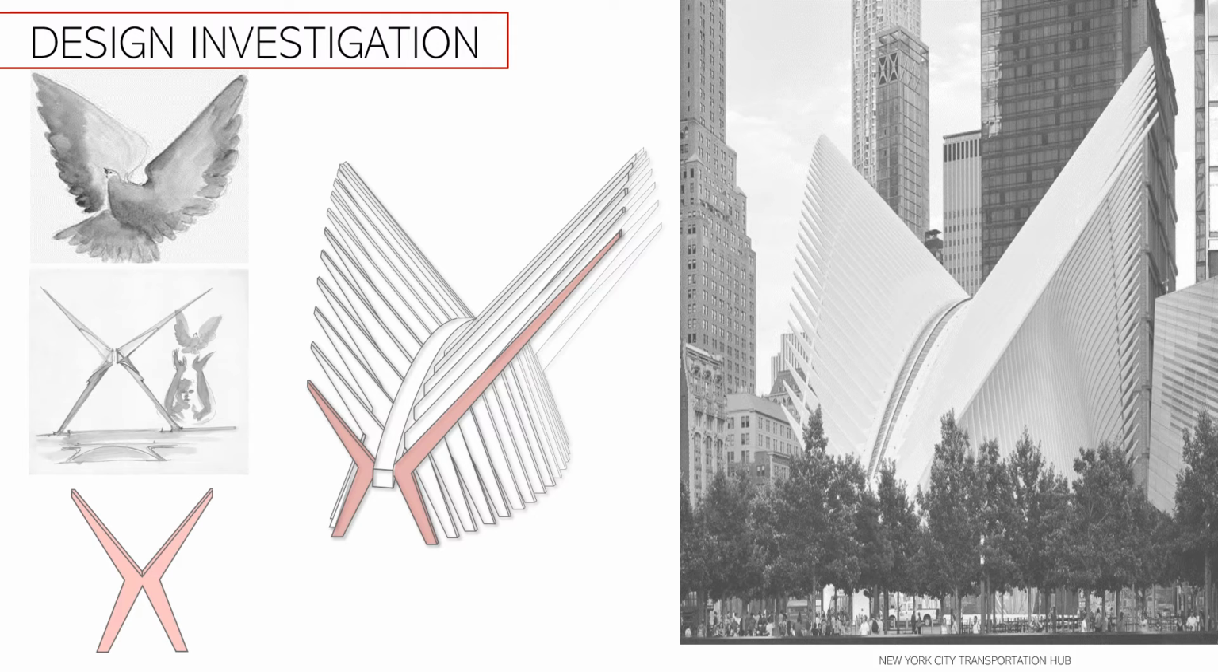We can see that he begins with a watercolor of a bird, which was refined into an X formation, and that formation became the support columns and overall form of the New York City Transportation Hub.